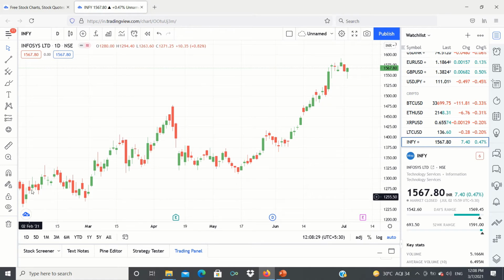Then you can have a look at the wicks also. What is the body size, what is the wick size? Here you hardly see any wick. Here you can see the wick and a very small body. Here also the same. See, here you see a longer wick. So what does that mean? That's where you need to think.